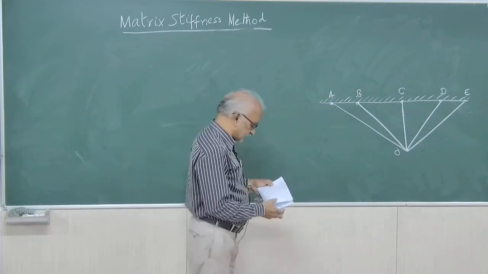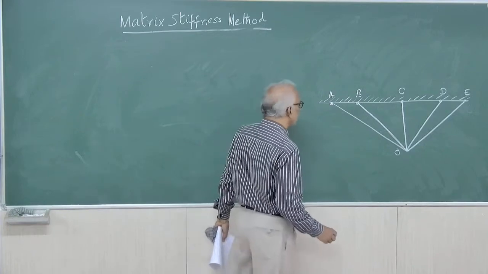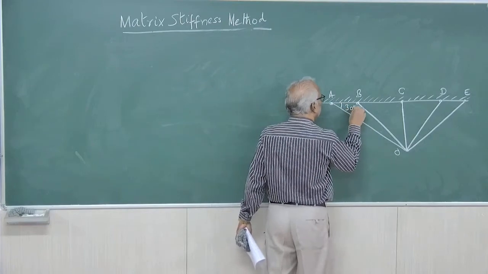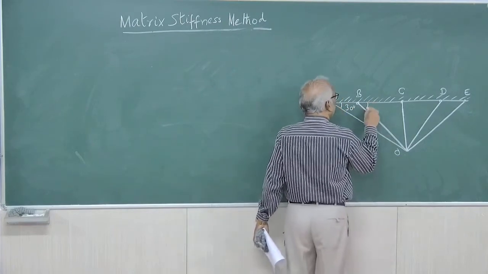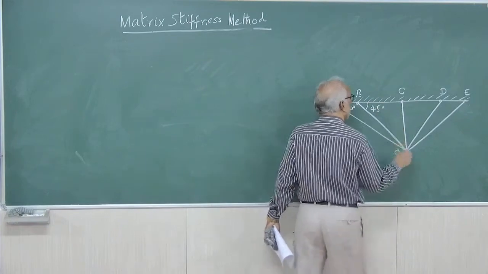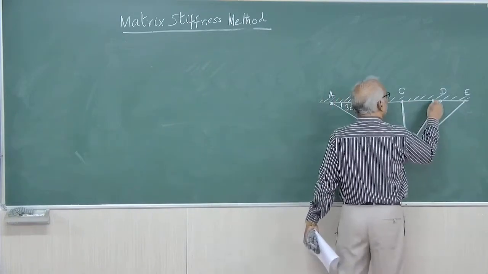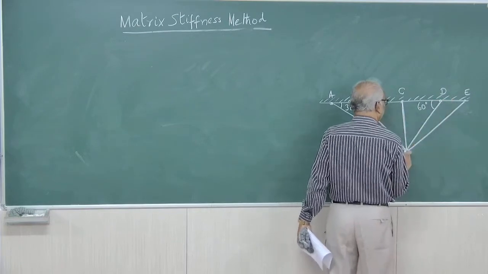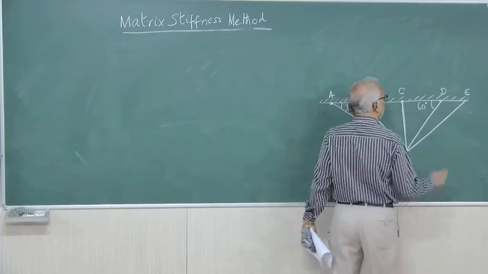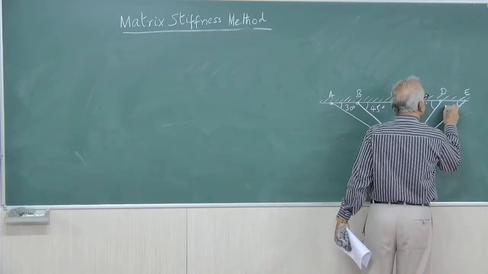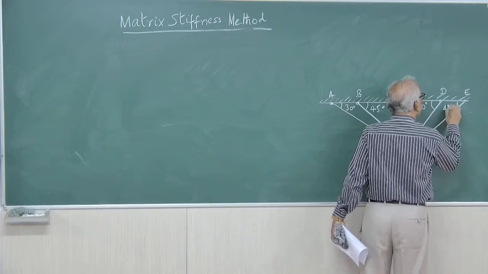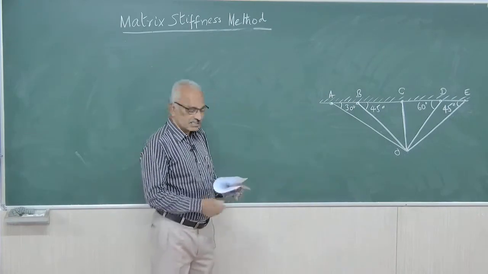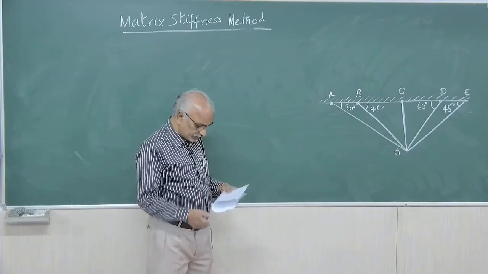So this is the truss consisting of members OA, making an angle of 30 degrees with the horizontal, member OB, making an angle of 45 degrees with the horizontal. So this is a vertical member, and again member OD makes an angle of 60 degrees with the horizontal, and this is again 45 degrees, OE. So this is the truss. It's a pin jointed truss starting from a rigid base.